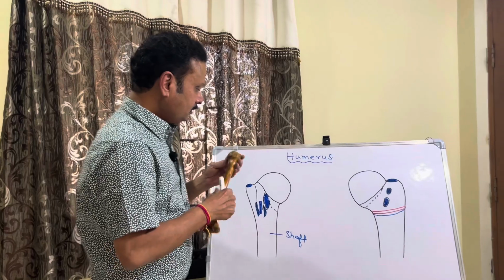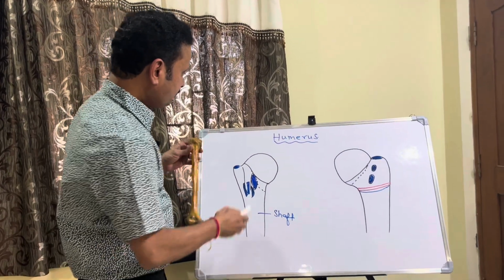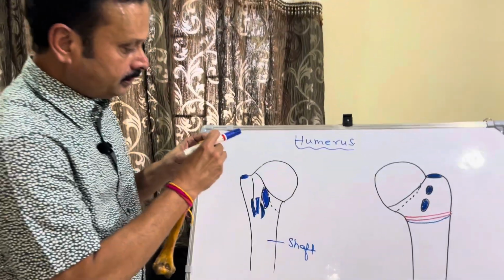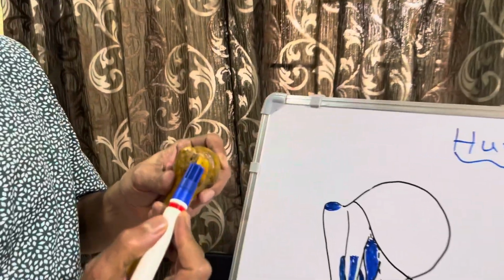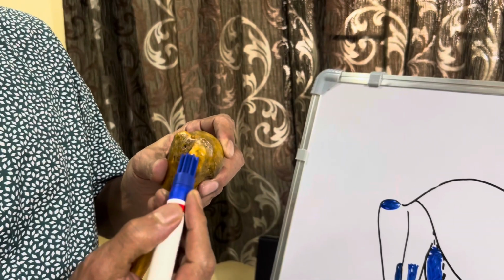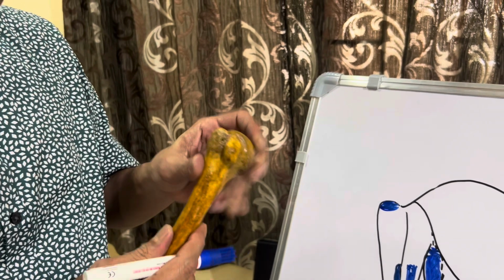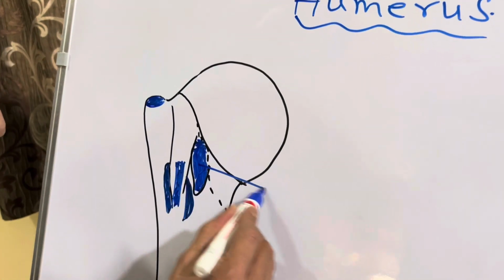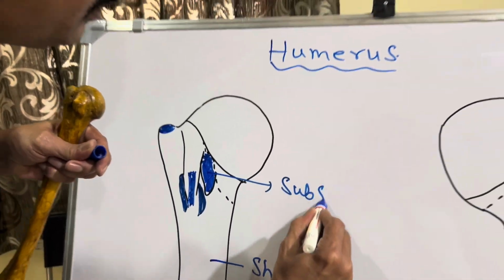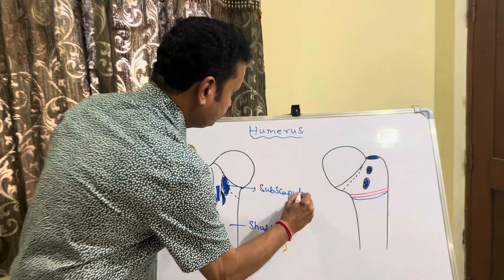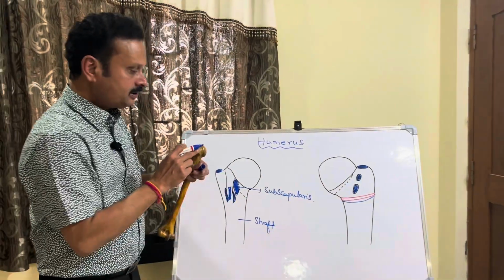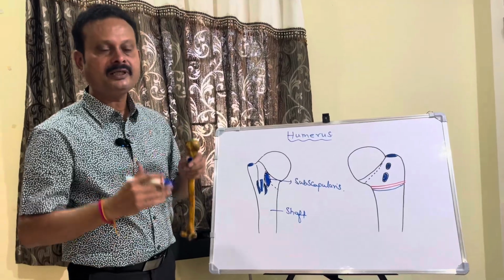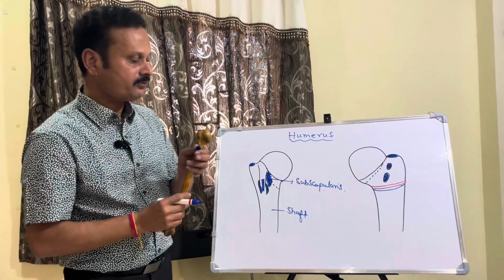Now, after this, this one is the lesser tubercle. It forms an example of a traction epiphysis because it is giving insertion to a muscle called subscapularis. So this one here is the lesser tubercle and this is the subscapularis muscle. This lesser tubercle is produced by the pull of that muscle, hence forming an example of a traction type of epiphysis.